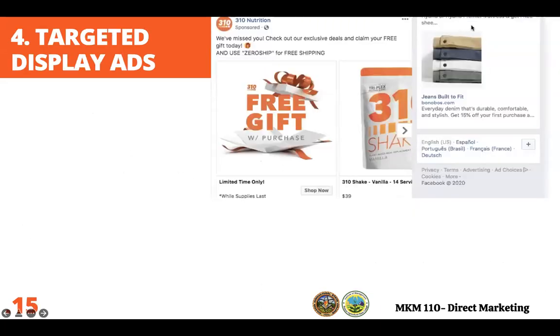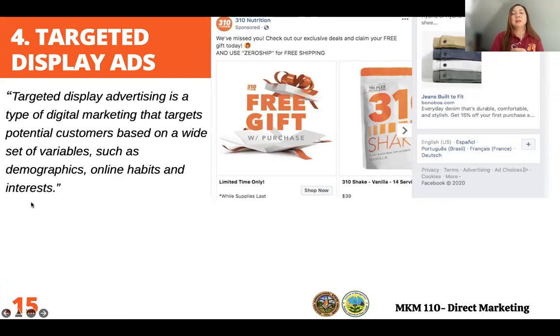Moving on with targeted display ads, which is the fourth one. This is a type of digital marketing that targets potential customers based on a wide set of variables, such as demographics, online habits, and interests. Like everything we see on the internet, within a day a person would watch 4,400 display ads, or any ads that are promoted every day. This was said by a digital marketing advisor. So that's how many we see.